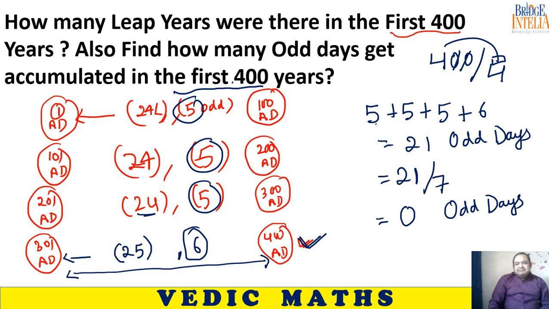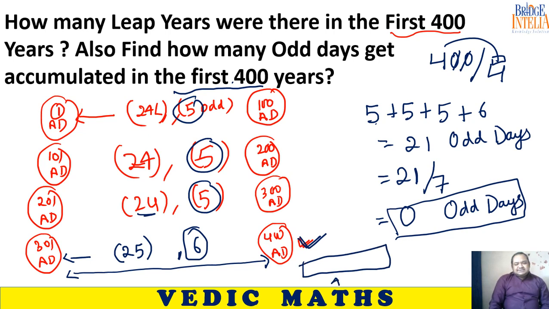So this is a very important fact for you to remember, that after every 400 years there are no extra days. So in the first 400 years, there were zero extra days. Very important fact.